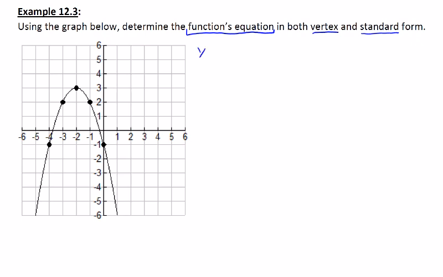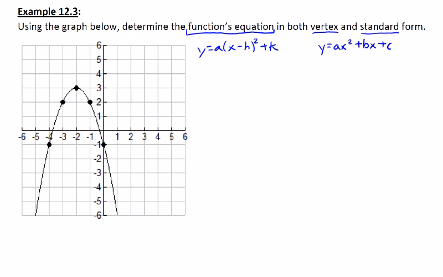Vertex form is y equals a times (x minus h) squared plus k. And for standard form, we have y equals ax squared plus bx plus c. Let's look at the graph.